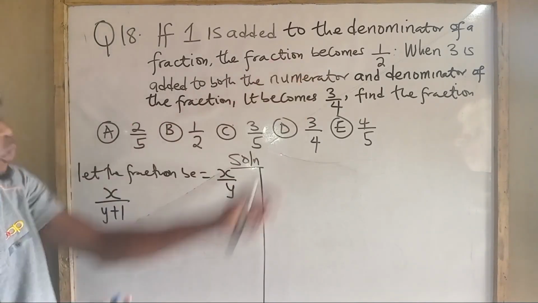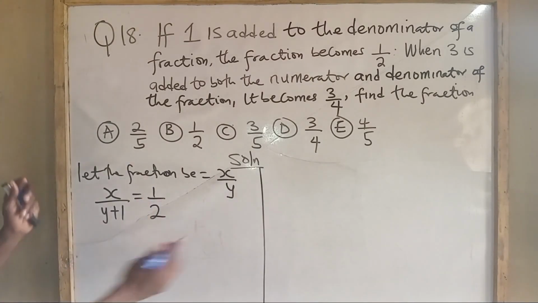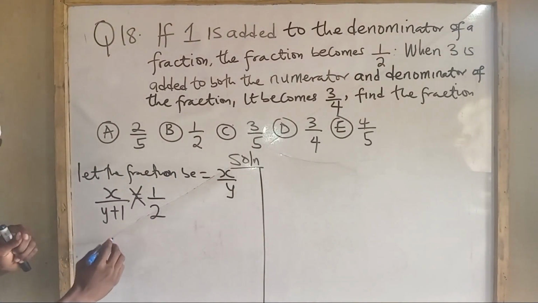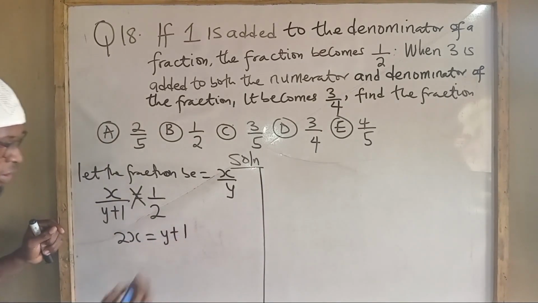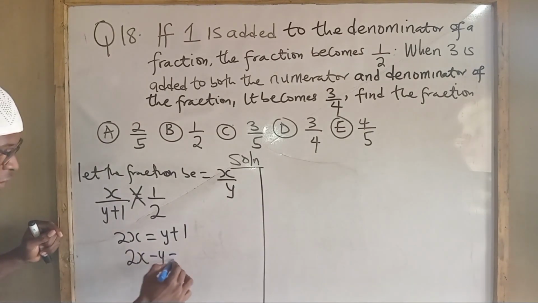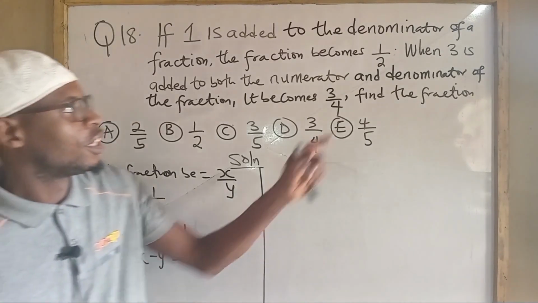Then the fraction becomes what? 1 over 2. So let's solve this because we have a full stop here. Cross multiply. You are going to have 2x is equal to y plus what? 1. Okay, so we can still have it as 2x minus y is equal to 1. So we can call that equation 1. So let's move to the next one.